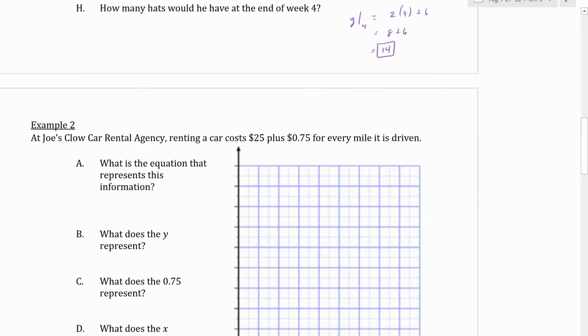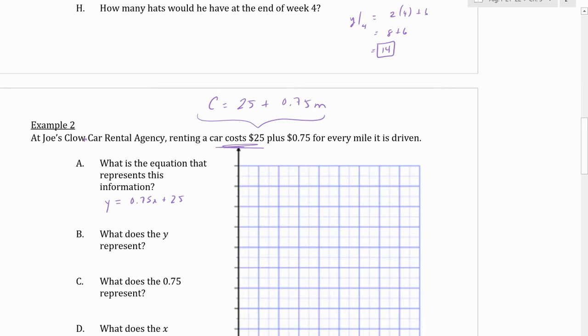Okay, all right, here's another one. Oh, I got a typo. Darn it. At Joe's Clown Car Rental Agency, renting a car costs $25 plus 75 cents for every mile driven. So it just flat out costs $25. I'd say the cost is $25 plus 0.75 for every mile. So I'm saying C for cost, M for the number of miles driven. But if we want to make it like y equals mx plus b, we can go y equals 0.75x plus 25.